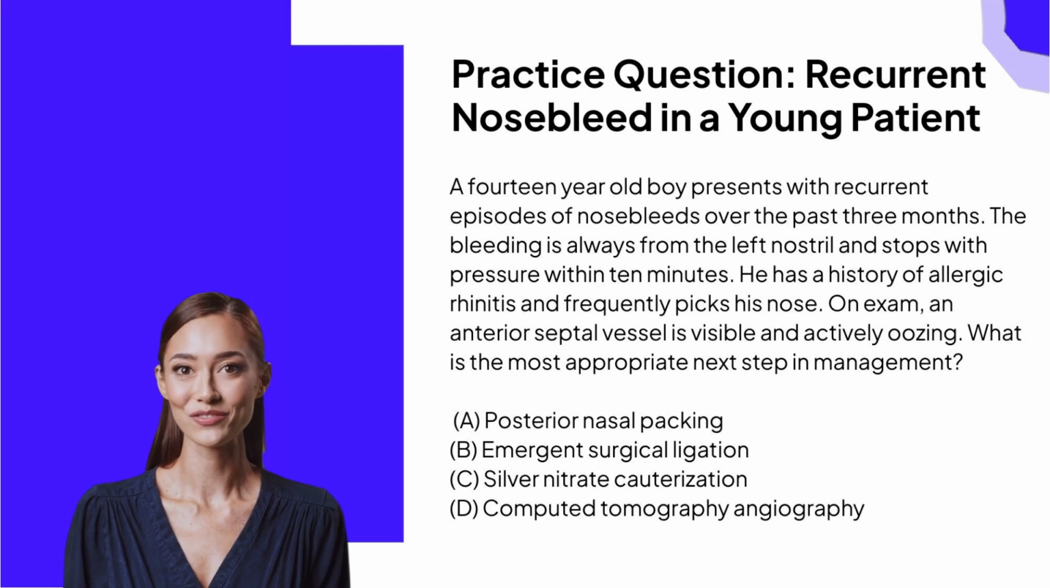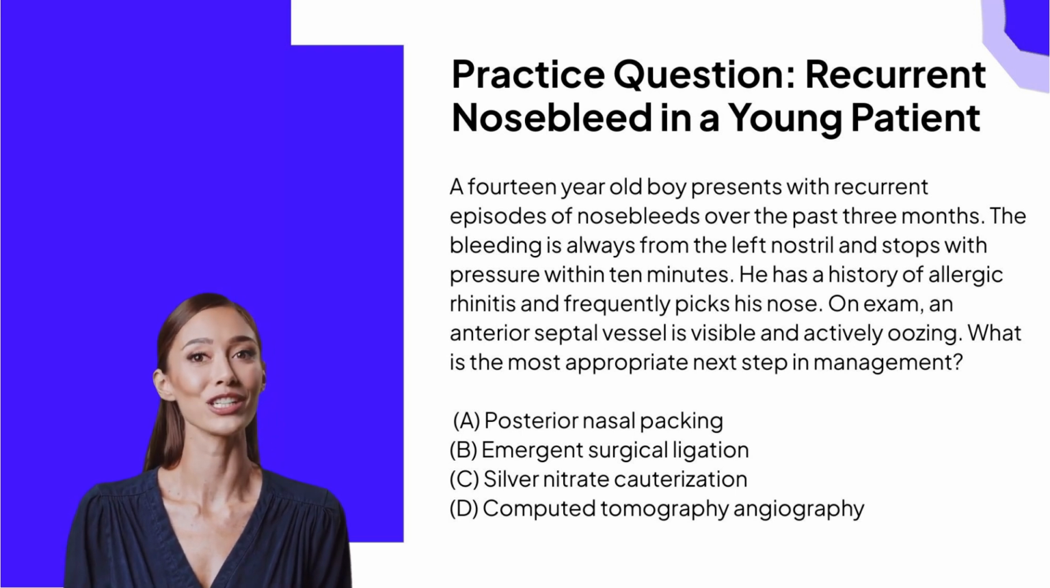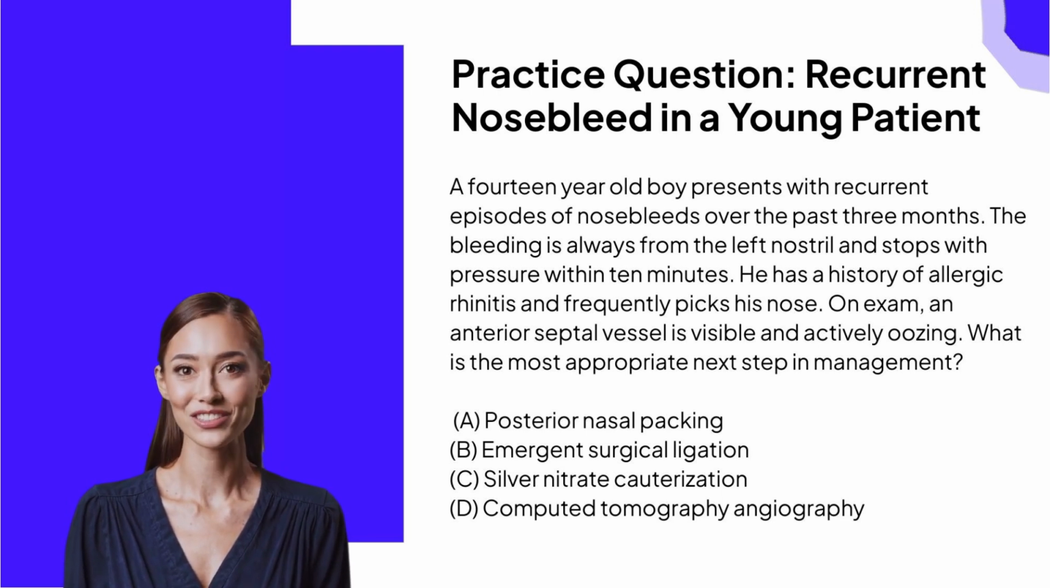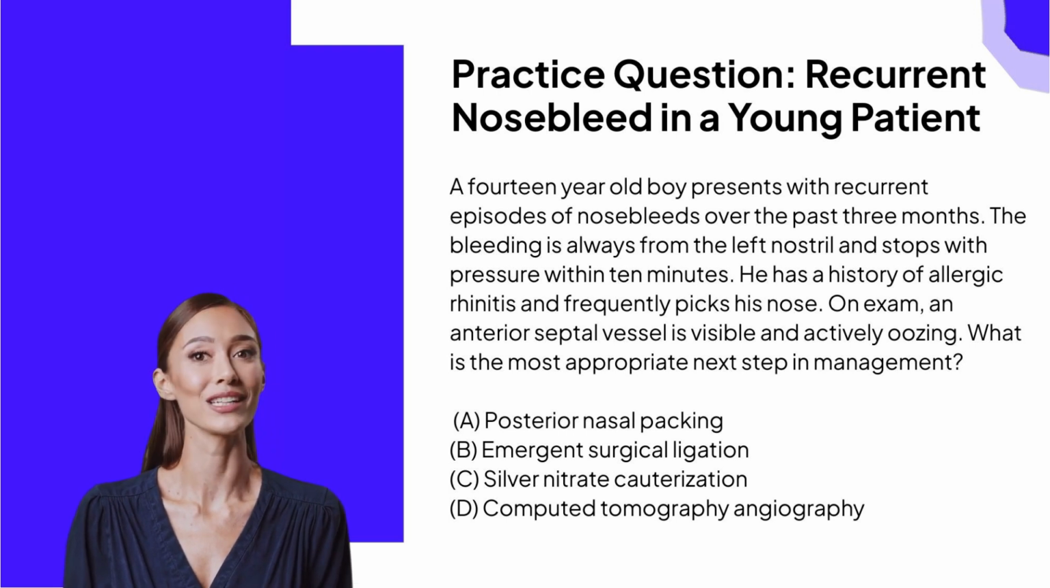Let us work through our first practice question. A 14-year-old boy presents with recurrent episodes of nosebleeds over the past 3 months. The bleeding is always from the left nostril and stops with pressure within 10 minutes. He has a history of allergic rhinitis and frequently picks his nose. On exam, an anterior septal vessel is visible and actively oozing. What is the most appropriate next step in management? Take a moment to think about this before we walk through the answer on the next slide.